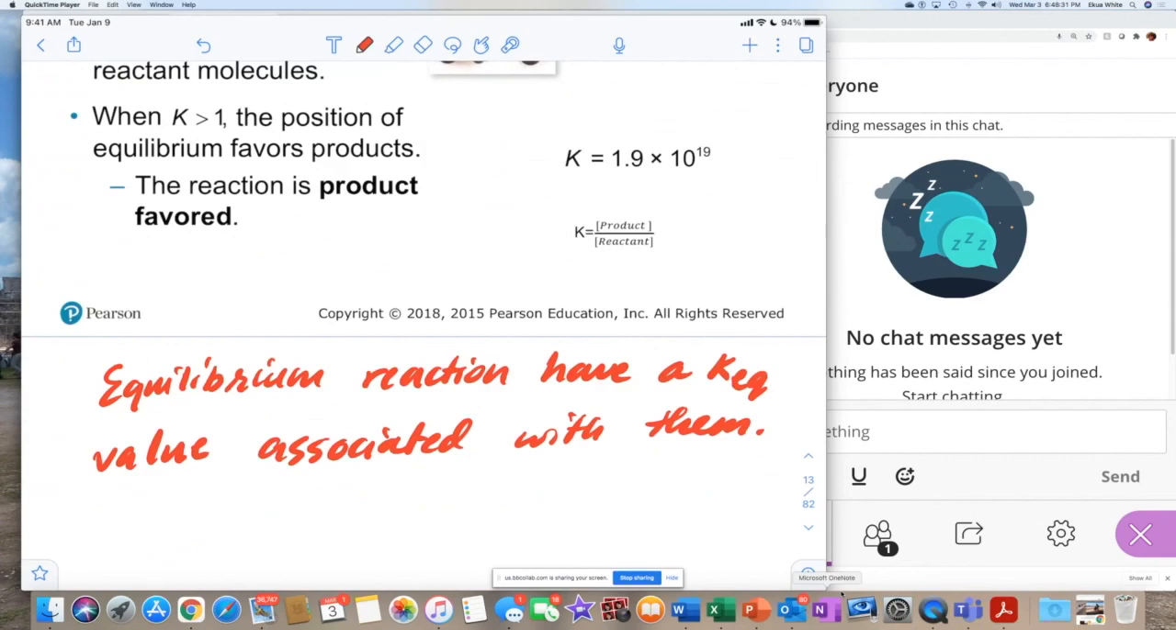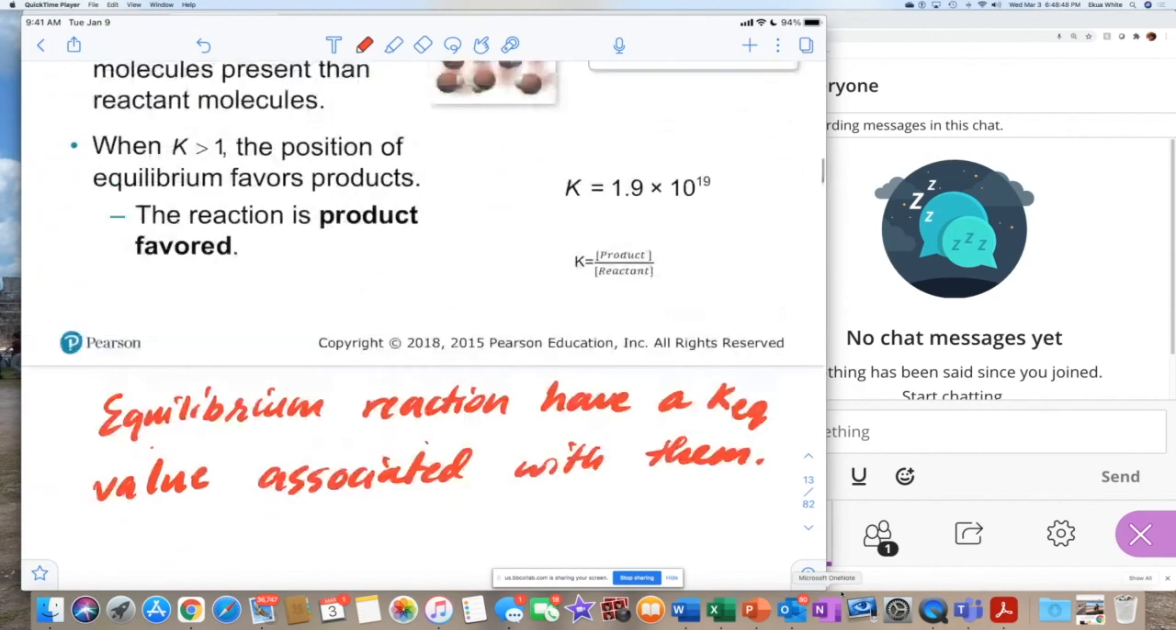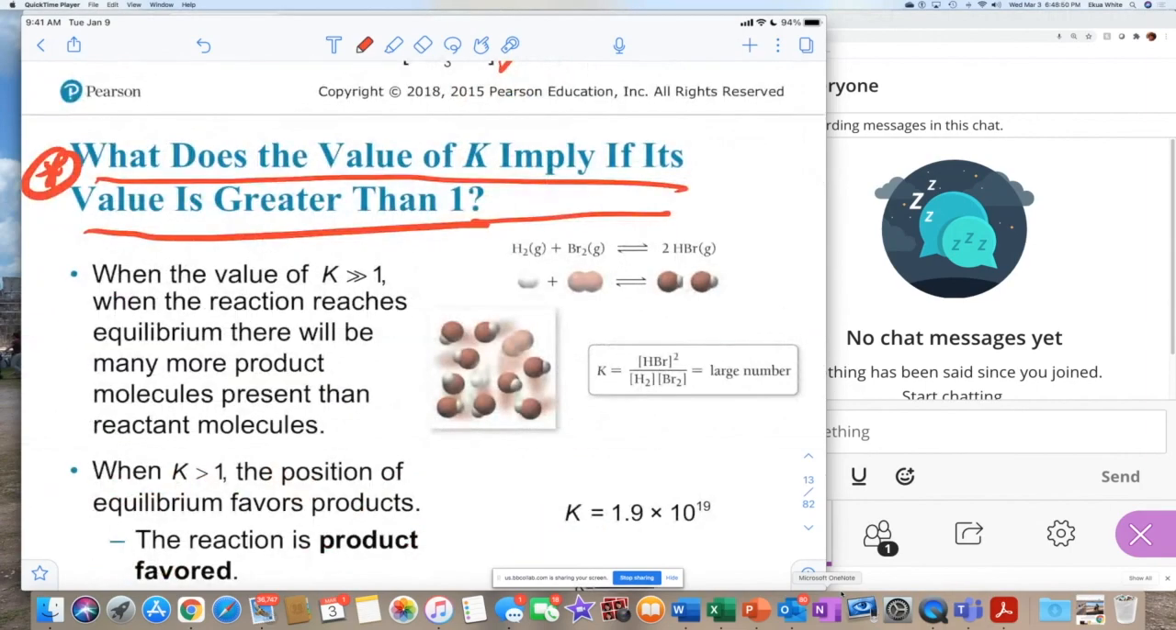I have a bad habit of writing shorthand stuff, but later on I recognize we're going to have so many different Ks, so I need to specify what K I'm talking about. Equilibrium reactions have a K equilibrium value associated with them. So a reaction has its corresponding K value. So this reaction here has a corresponding K value. For this reaction, K equals 1.9 times 10 to the power 19. What does this mean about this chemical reaction?